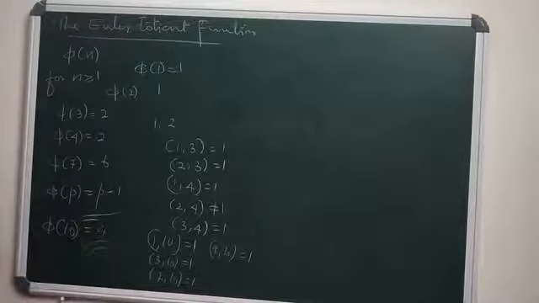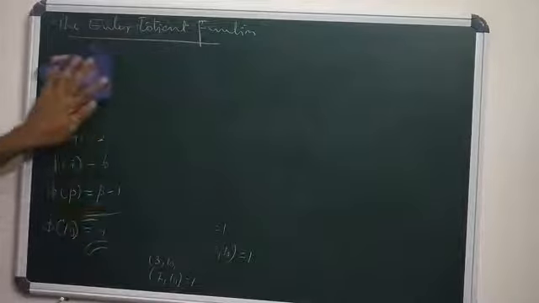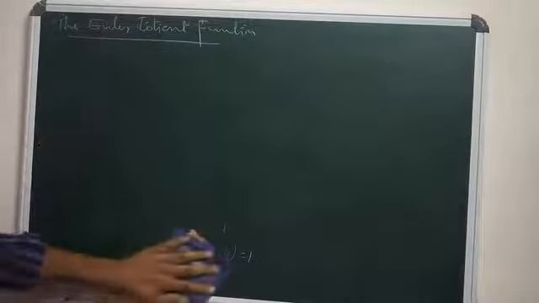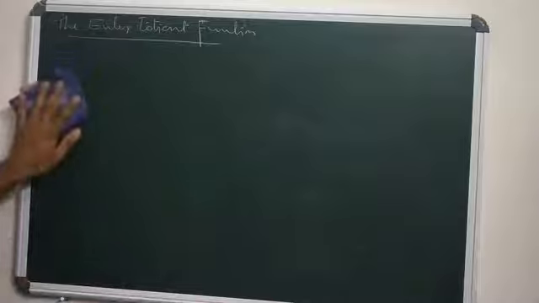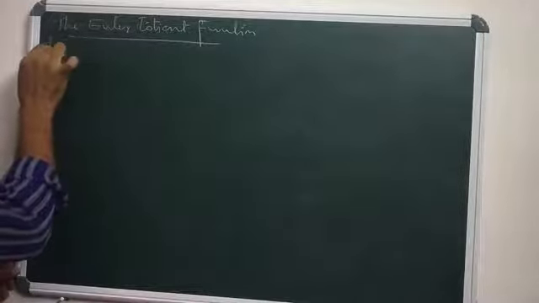So this is the Euler-Totient function. For n greater than or equal to 1, the Euler-Totient function phi of n is defined as the number of positive integers less than n and relatively prime to n. Agree? Now there is an interesting result.